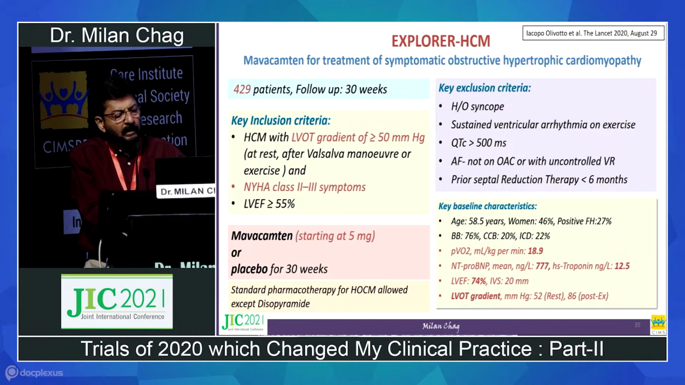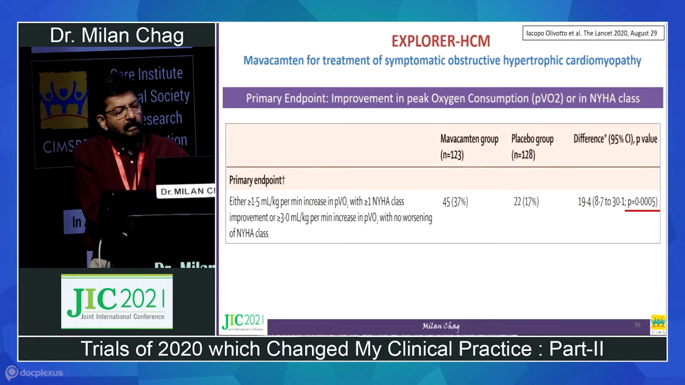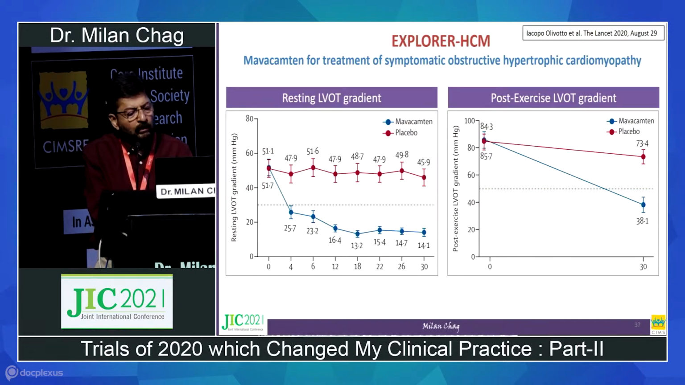Here, what was the primary endpoint? It was an improvement in peak oxygen consumption or improvement in NYHA class, and it was significantly improved. The P-value was 0.0005 in favor of mavacamten. So it is a very good molecule.